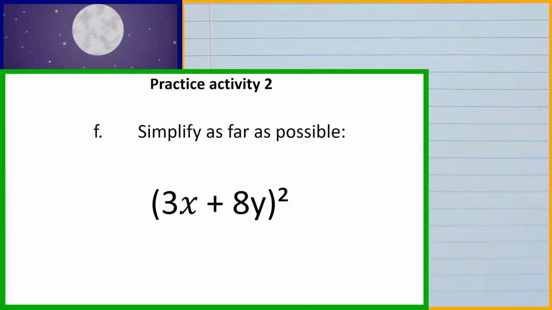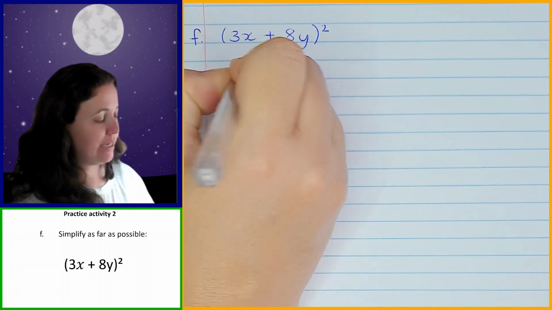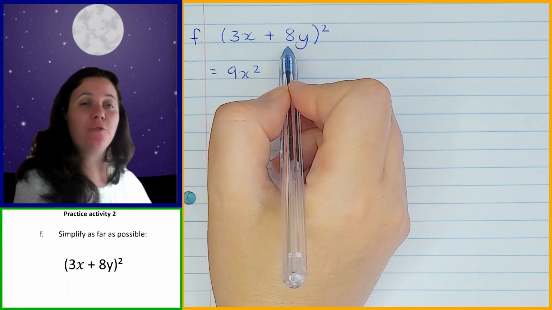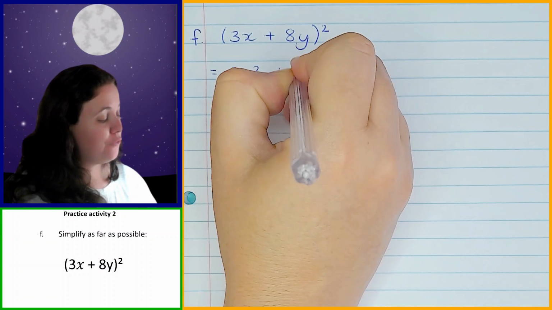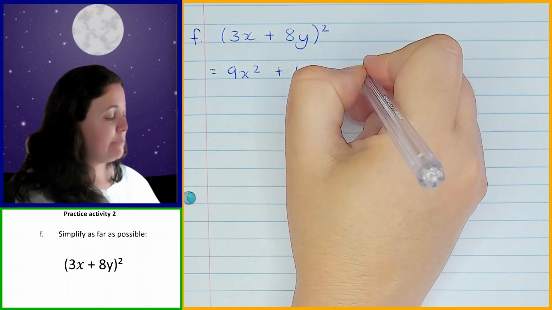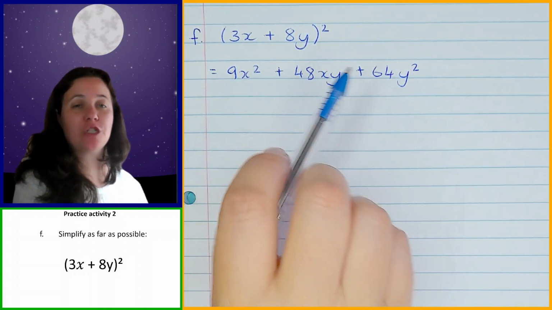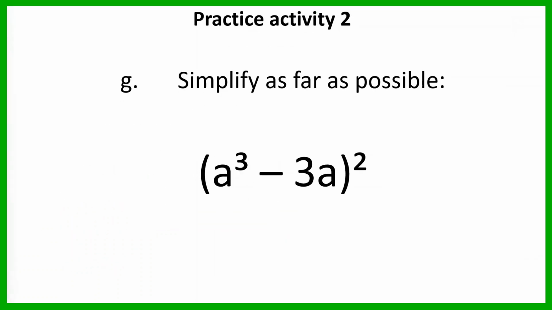Okay, so let's go through that question. We've got 3x, which we need to square, and that gives us 9x squared. Then 3x times 8y is 24xy, and it's positive. Then I'm going to double that, so that gives me plus 48xy. And then I'm going to square my 8y, and that gives me plus 64y squared. So that's what you should have got for question F. Right, we're going to go on to question G. Here you've got a cubed minus 3a in brackets squared. So I'll give you 30 seconds for this one as well.